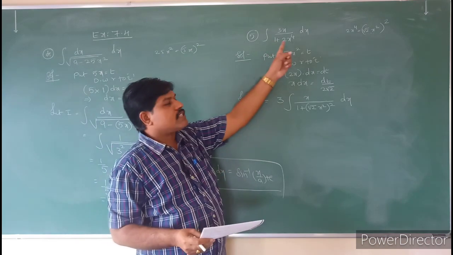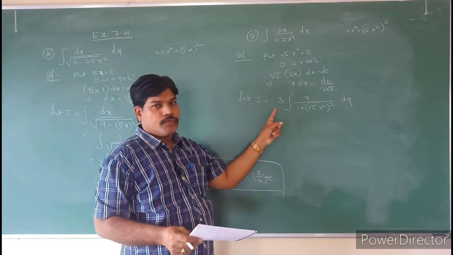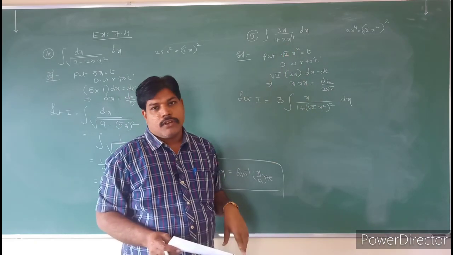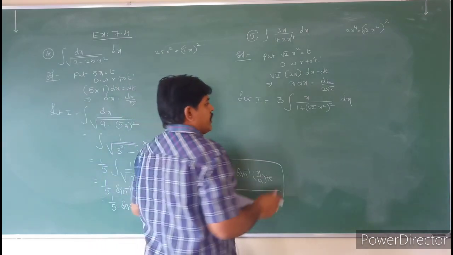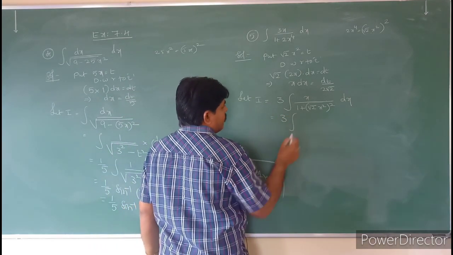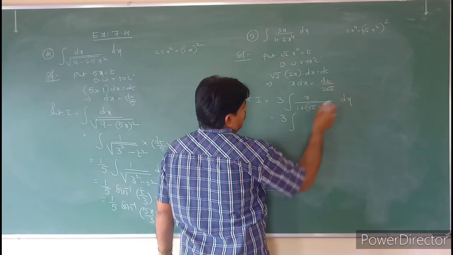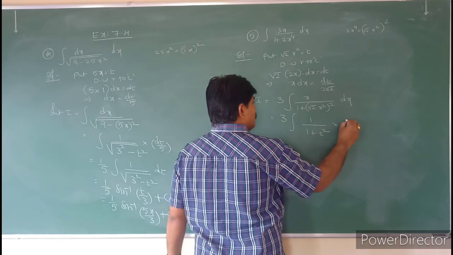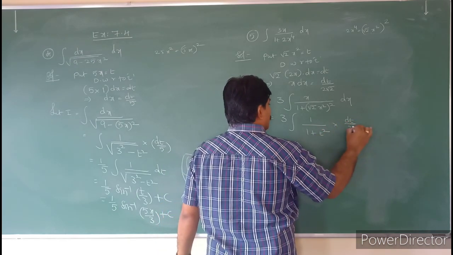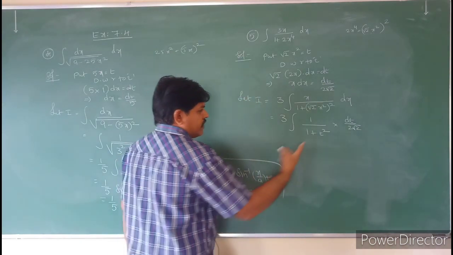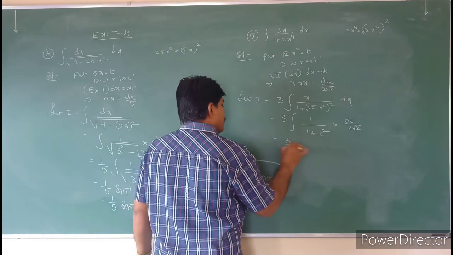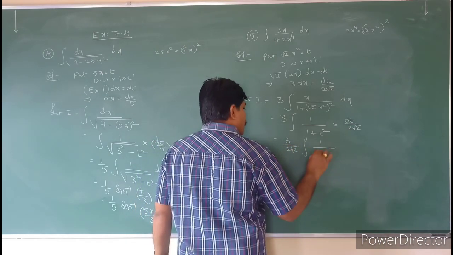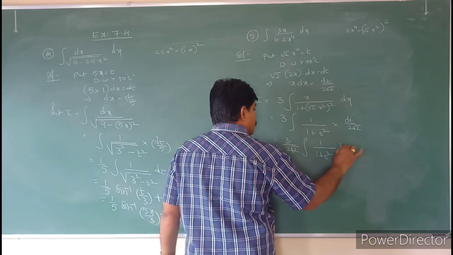So what is the I value? I am taking the 3 out first. X by 1 plus 2x power 4 you can write as root 2 x square whole square, into dx. So what happens? 3 into integral of x into dx value is dt by 2 root 2. So what will this problem become? 1 plus t square into dt by 2 root 2. So take this 2 root 2 out, it will become 3 by 2 root 2 integral of 1 by 1 plus t square into dt.